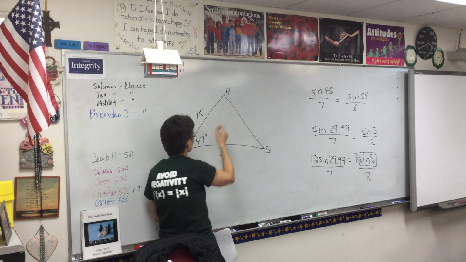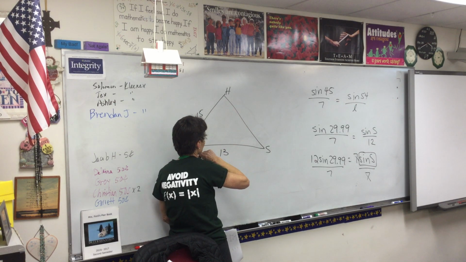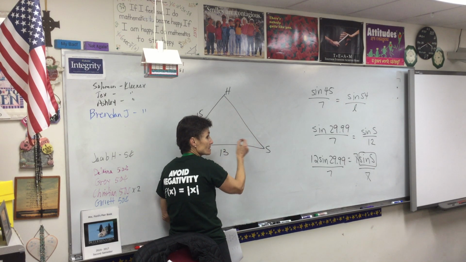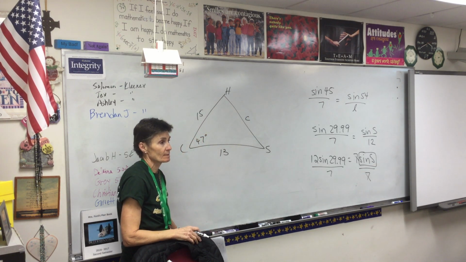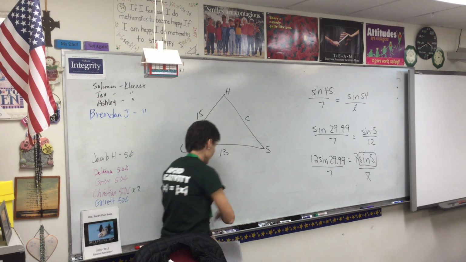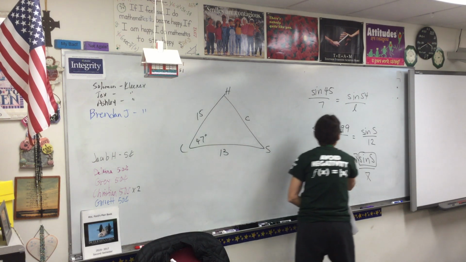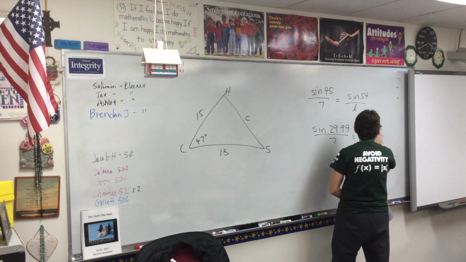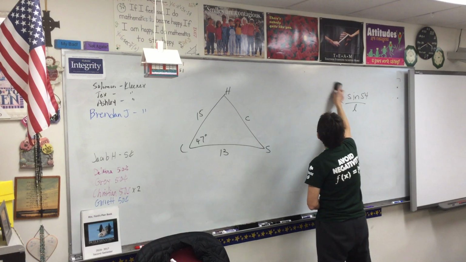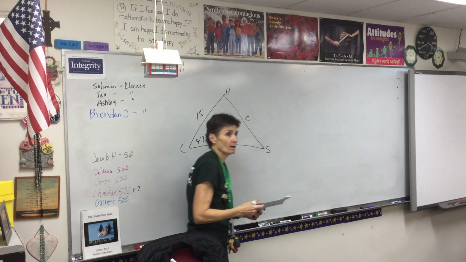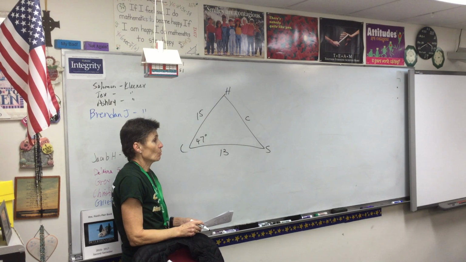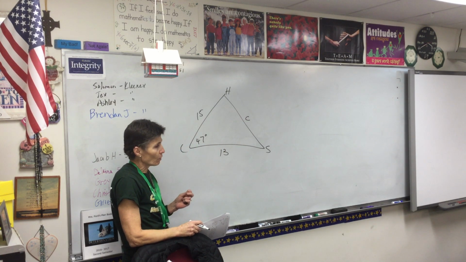That means you have to find angle H, angle S, and side C, right? Those are the missing pieces. So you got to jump in and do something. It is not a right triangle, so you know you'll be using either the law of sines or the law of cosines. So what's the first thing your beady eyes look for?